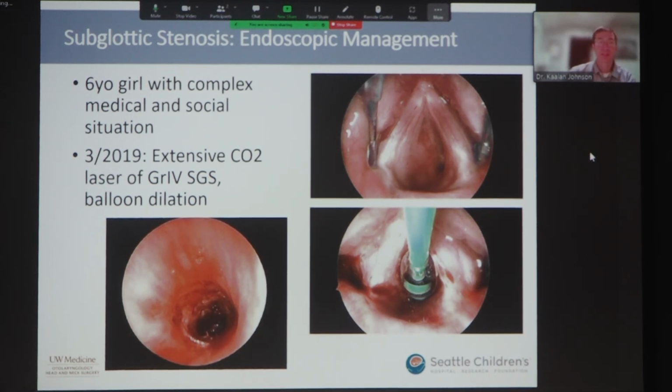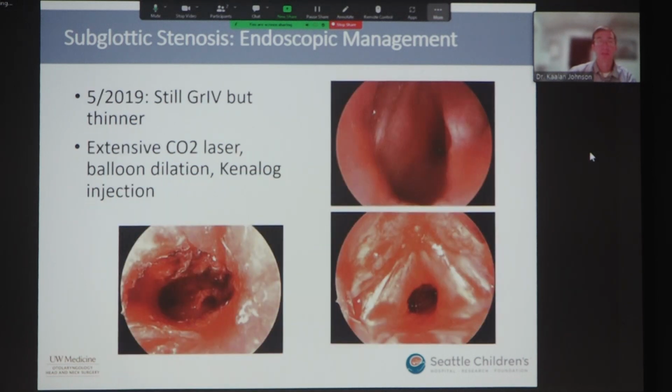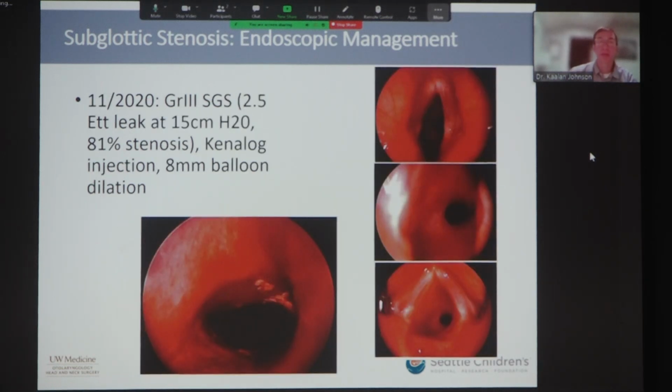This is after dilation and lasering. Came back 2 months later, it was still a grade 4, but it was noticeably thinner. And so when we lasered things out that time and injected steroids, it took us over a year to come back, but they were now down to a grade 3 subglottic stenosis. So you can see just with those interventions, now she's able to talk. So she's developing speech, and she's much safer while she's waiting for her LTR. So again, we did steroid injections and balloon dilations.